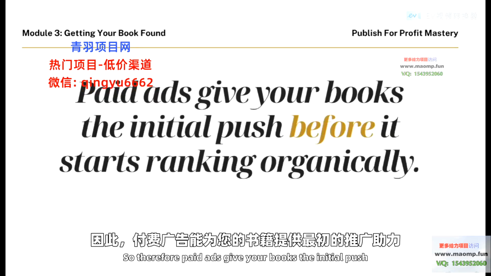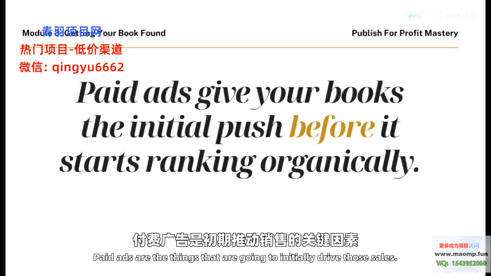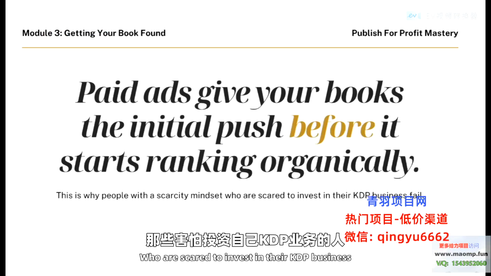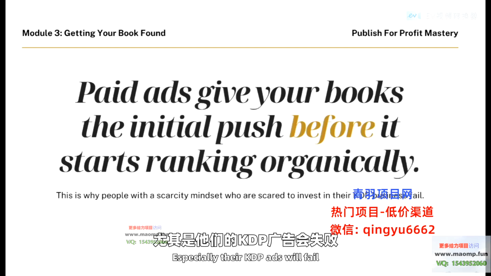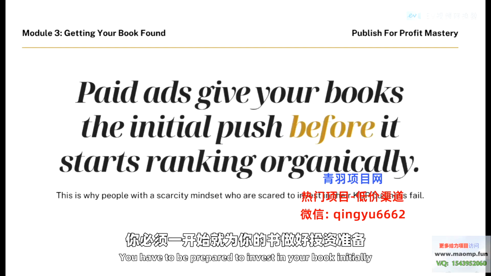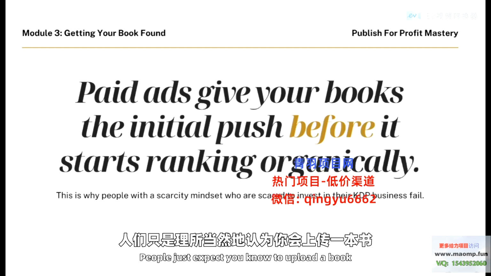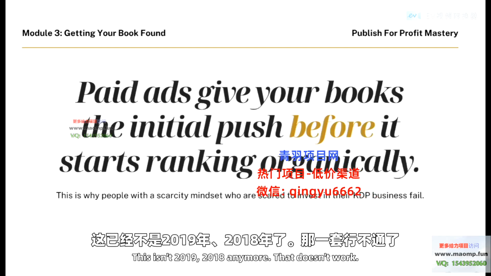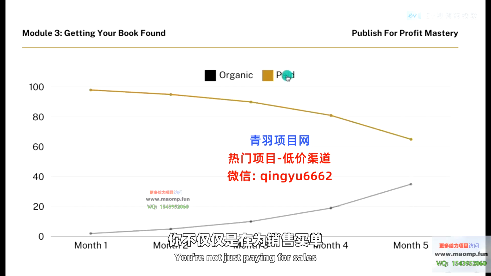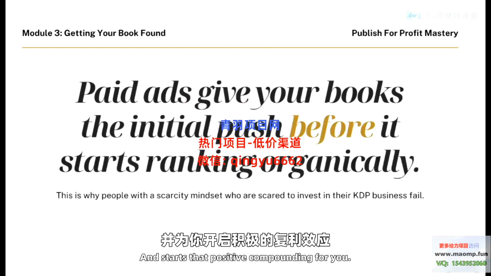So therefore, paid ads give your books the initial push before it starts ranking organically. Going back to this chicken or egg situation, paid ads are the things that are going to initially drive those sales. And this is why people with a scarcity mindset who are scared to invest in their KDP business, especially their KDP ads, will fail because they upload their book and then they complain they're not getting any sales. You have to be prepared to invest in your book initially at the start before you start getting these organic rankings. People just expect to upload a book and then it just starts selling. This isn't 2019, 2018 anymore. That doesn't work. You need to be prepared to invest because ultimately it's a means to an end. You're not just paying for sales. You're paying for the initial traffic that really starts to get this ball rolling and starts that positive compounding for you.